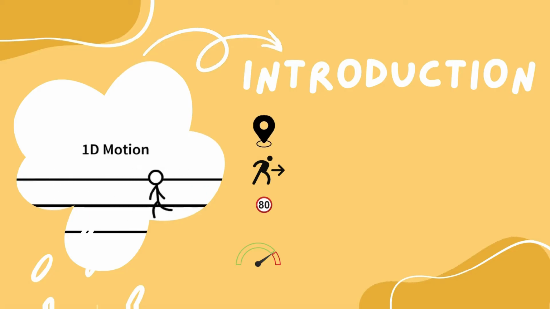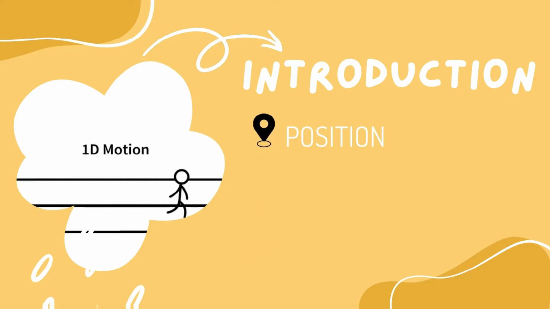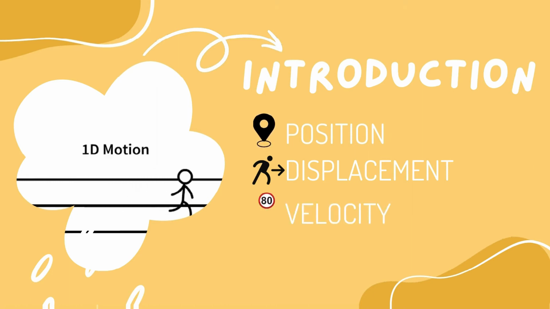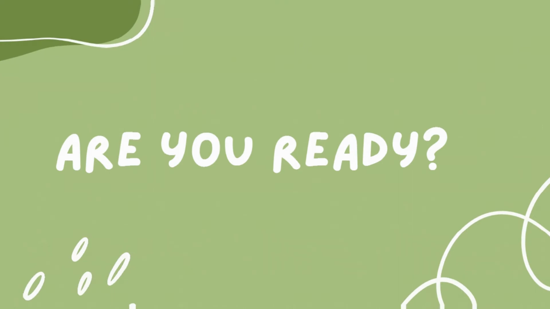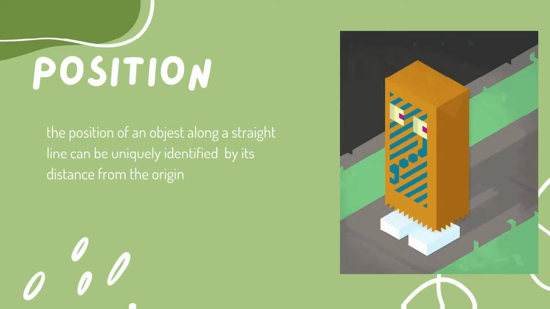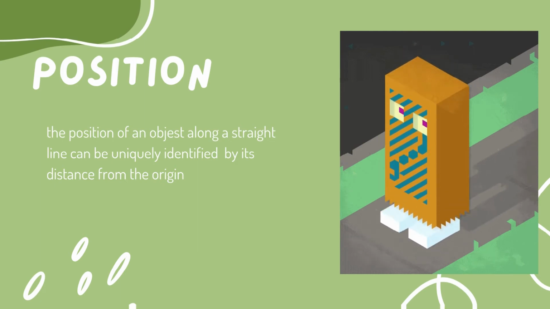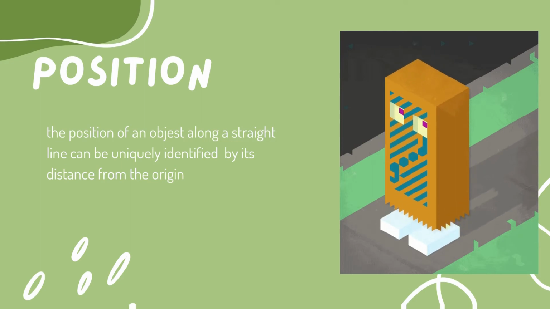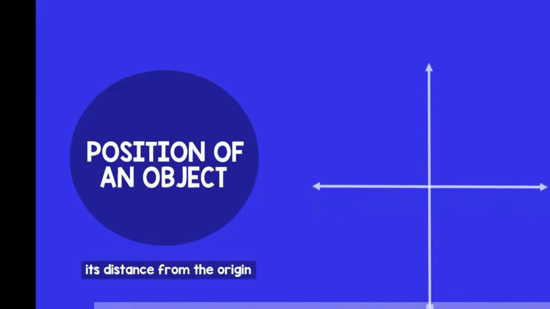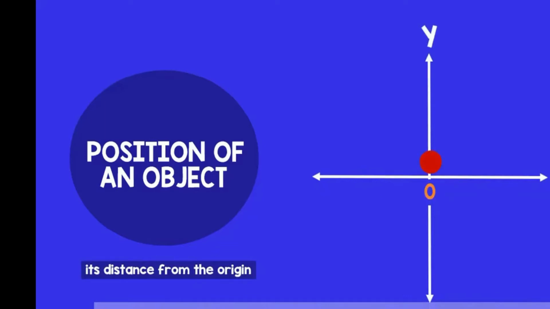Let's begin from the introduction of position, displacement, velocity, and acceleration of an object. Are you ready? Let's start with position. The position of an object along a straight line can be uniquely identified by its distance from the origin. What does that mean? It means that the object only moves in one coordinate in the Cartesian plane, which may go to the right or to the left of the zero.